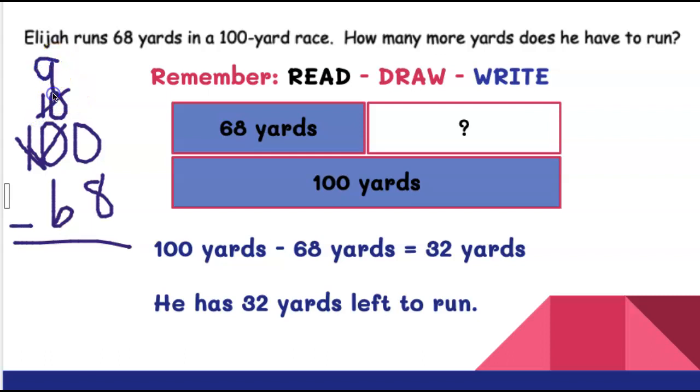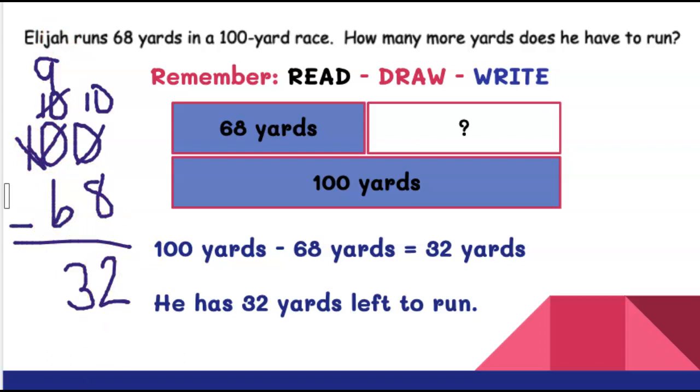I'm taking 1 ten away. 1 ten is the same as 10 1s. Now I can subtract. 10 minus 8 is 2. 9 minus 6 is 3. So it's the same answer. 32 yards left to run. You can do it in your head by making a 10 mentally and then adding that back on at the end. Or you can solve across zeros by doing 100 minus 68 vertically.